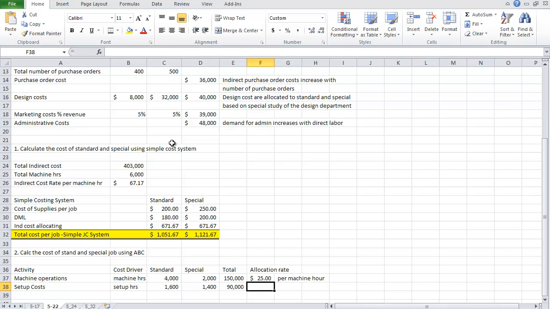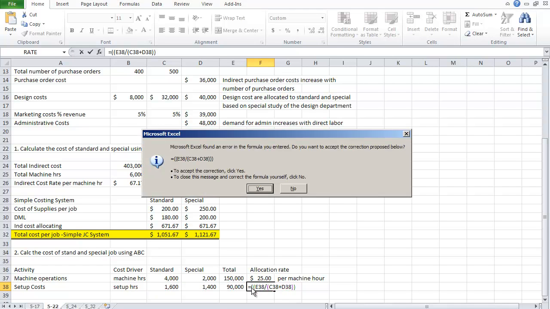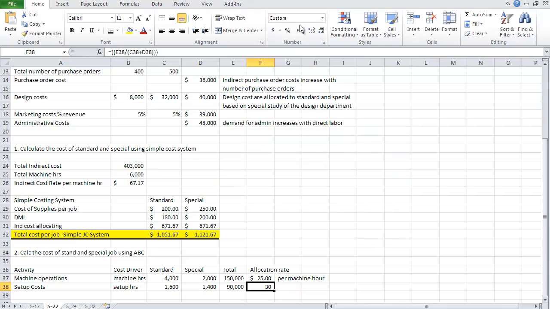Now we're going to go to our allocation base again. So we take 90,000 divided by the sum of this and this. And here's where it wanted me to do an extra parenthesis last time. Let me put that in. I guess it still wants another parenthesis. So that is $30 per setup hour. We're going to continue on.